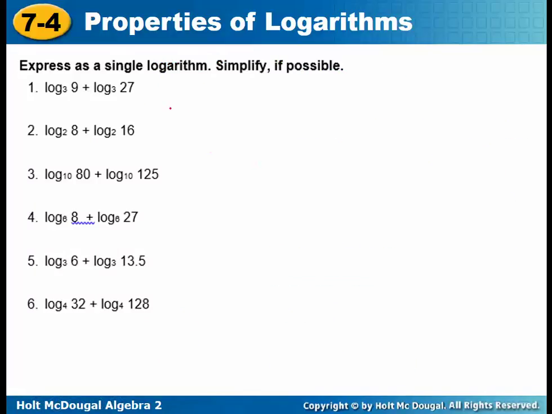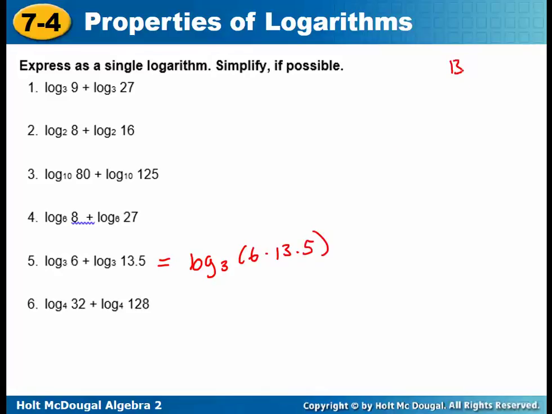All right, some of these we can simplify again, and some of them we can't. These are the problems from your worksheet. So let's look at number 5. That one looks interesting. We're going to take log base 3 of 6 plus log base 3 of 13.5. So we want to first use our product property to rewrite this as log base 3 of 6 times 13.5.